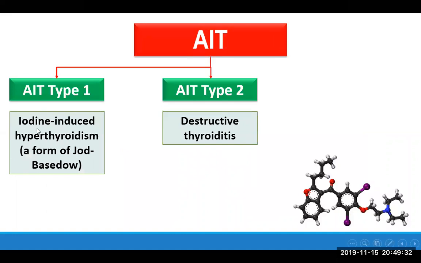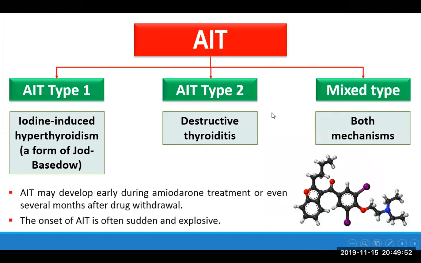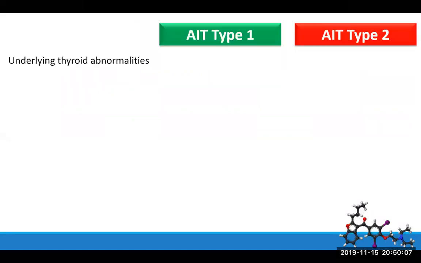Amiodarone-induced thyrotoxicosis has two types. Type 1 is iodine-induced hyperthyroidism. This is a true hyperthyroidism, so it is treated by antithyroid drug. But type 2 is a destructive thyroiditis, and this is treated by corticosteroid, not antithyroid drug. And another one is the mixed type, which is a combination of type 1 and type 2. If we cannot differentiate between type 1 and type 2 in our patient, it is a mixed type, and we can treat it by a combination of antithyroid drug with corticosteroid and withdraw some of them later. How to differentiate between type 1 and type 2?